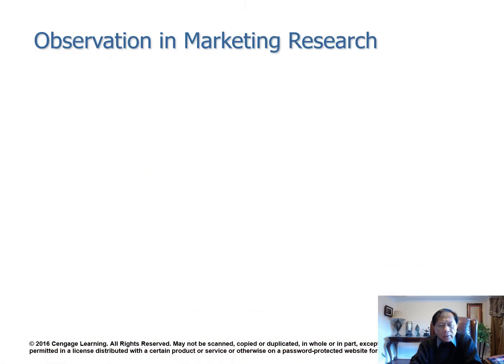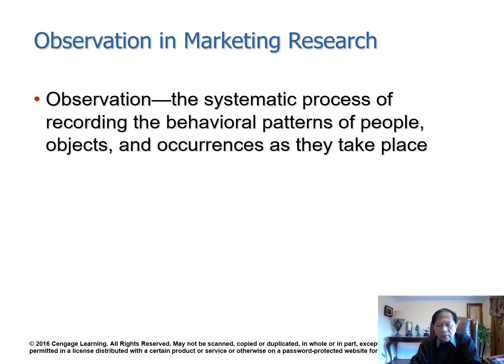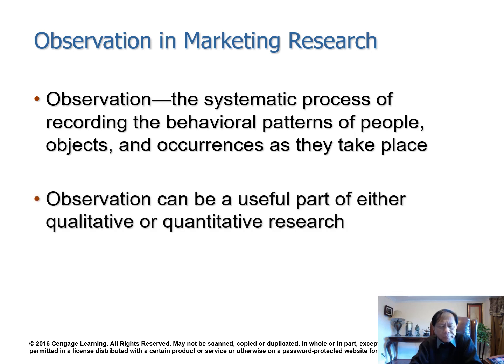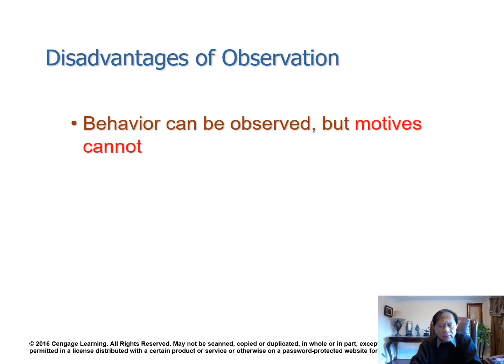We started out with observation in marketing research. You should know what observation is: a systematic process for recording behaviors, patterns with people, objects, and occurrences as they take place. It's a useful tool for either qualitative or quantitative research. But there are disadvantages. You can observe people's behavior, but you cannot observe their motives. To study motives, you need other ways to research.